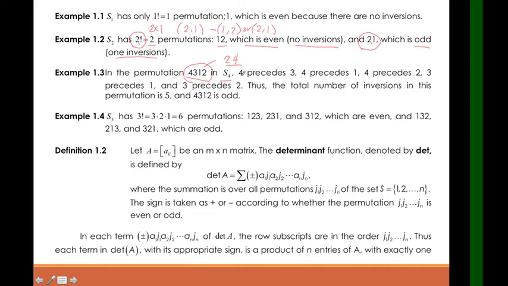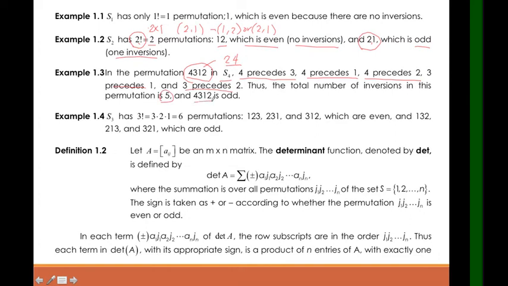Ngayon, yung 4 proceeds to 3, that's equivalent to 1 inversion. 4 proceeds to 1, that's equivalent to 1 inversion as well. 4 proceeds to 2 is another one. 3 proceeds to 1 is another. 3 proceeds to 2 is another. So 1, 2, 3, 4, 5. After ng 3 proceeds to 2, wala na eh. Hindi na pwede yung 2 proceeds to 3. Okay? Thus, the total number of inversions in this permutation is 5.